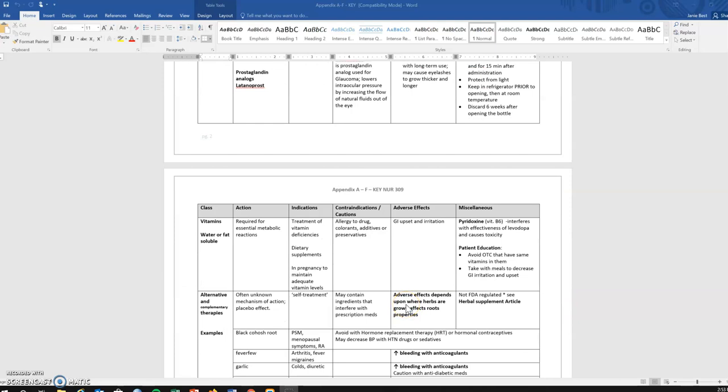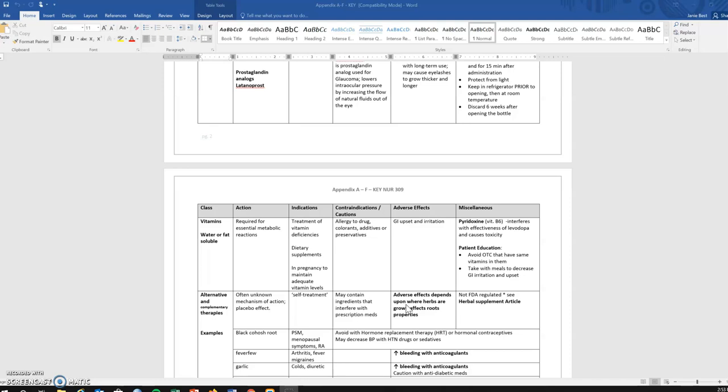Vitamins are either fat or water soluble, and you learned about those in your nutrition course. I don't have any specific ones listed for us here, but they can be used to treat vitamin deficiencies and can be used in pregnancy to maintain adequate vitamin levels as the fetus grows. Again, allergy to the drug, particularly to any additives or preservatives or colorants, such as red food dye, need to be considered when choosing a vitamin supplement. They may cause GI upset and irritation.